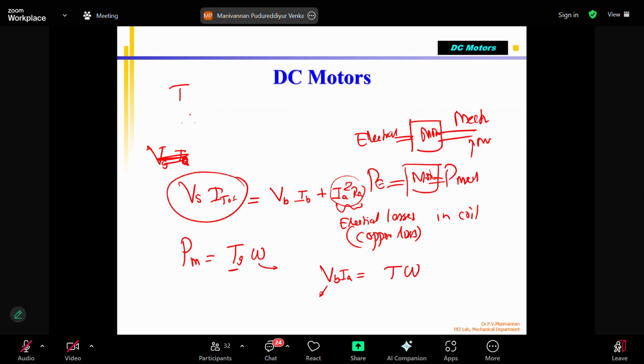I will stop here. Tomorrow, we will see the series motor and shunt motor characteristics, and then the compound motor. After that, we'll go to AC motors: the induction motor and synchronous motor, which are used in electric vehicles.